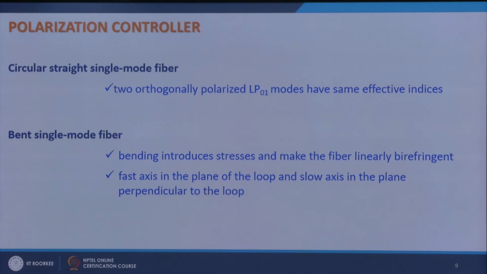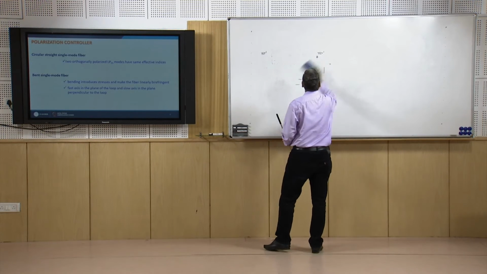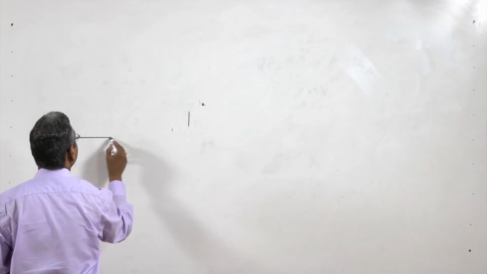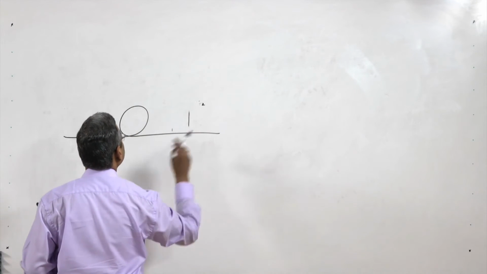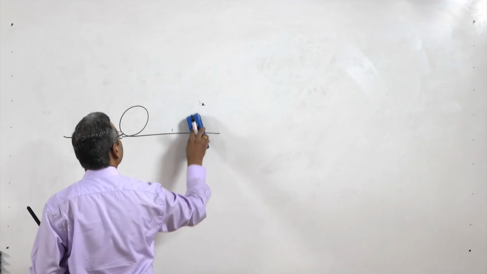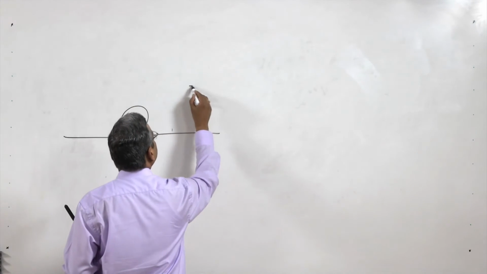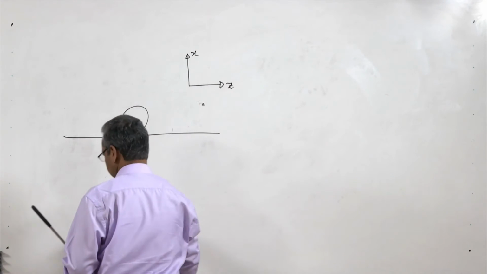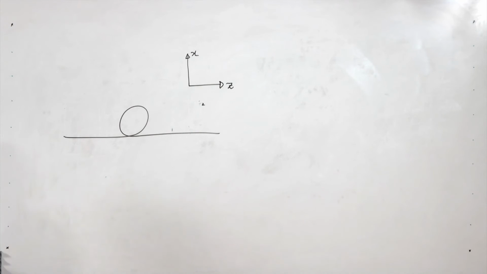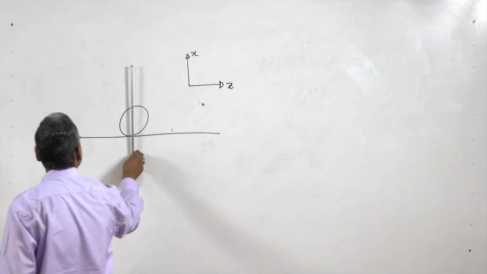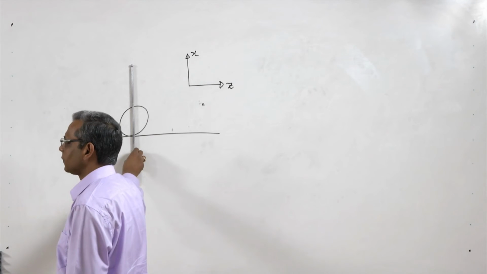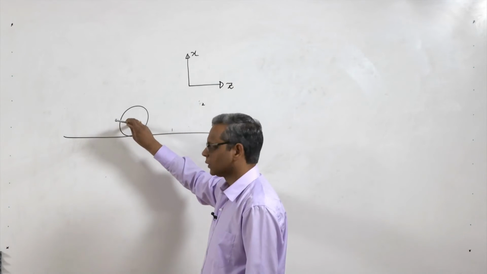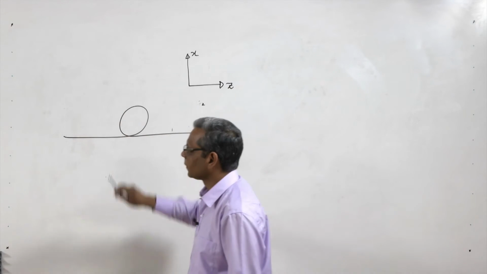So, if I have a fiber which goes like this, if I make a loop like this in the fiber, and this is the z direction and this is the x direction, then this axis is the fast axis, which is in the plane of the loop, and this axis is the slow axis, which is perpendicular to the loop.